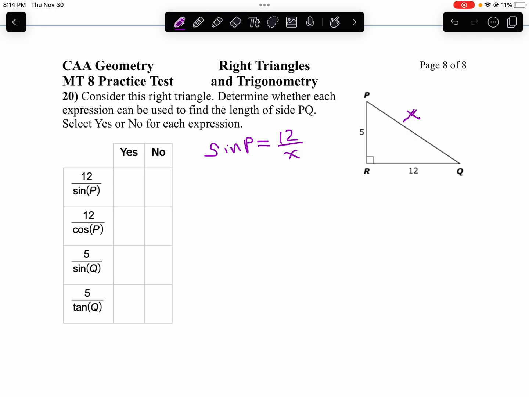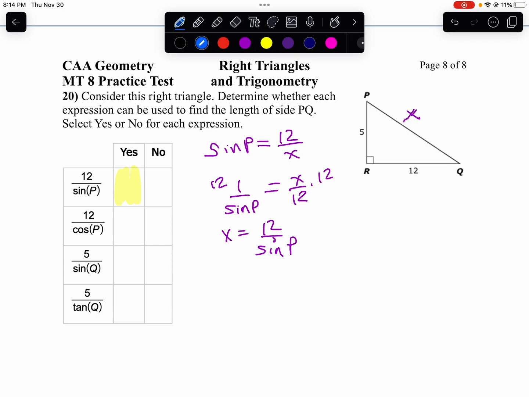Now, to solve for X, you want to do the reciprocal, because you can't solve for X when it's in the denominator. So I'm going to get X over 12 equals 1 over the sine of P. And to solve for X, I multiply both sides by 12. So X would be 12 over the sine of P. And notice that's a yes one, isn't it? Because that corresponds.